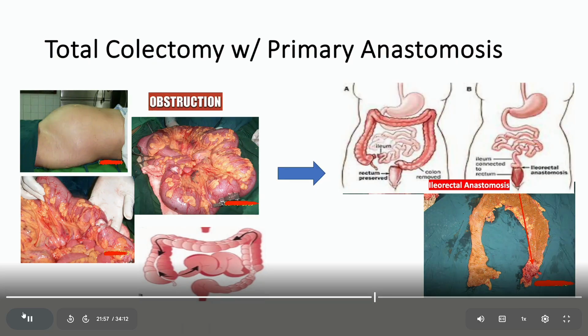The proximal colon is markedly dilated with heavy fecal loading. A total colectomy with primary ileorectal anastomosis was done for reconstruction. Thus, the patient does not have a stoma.